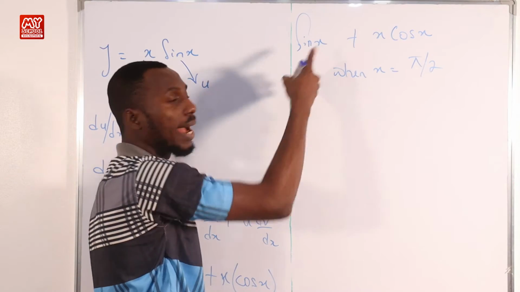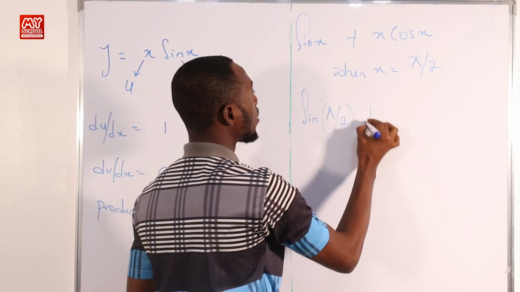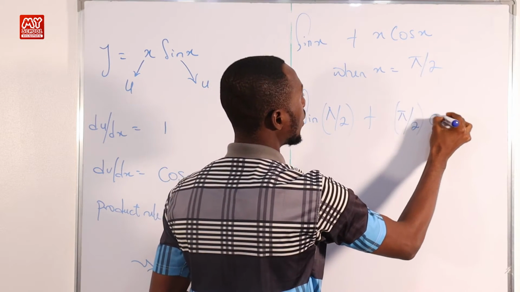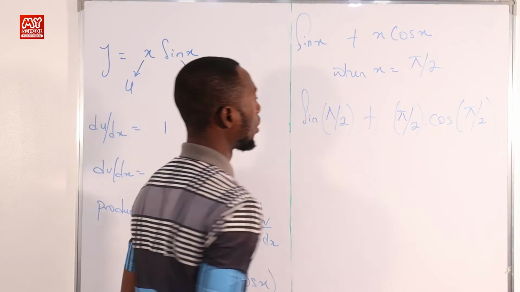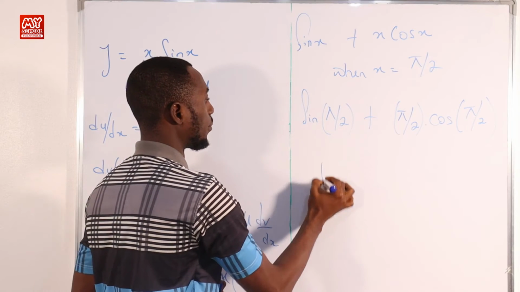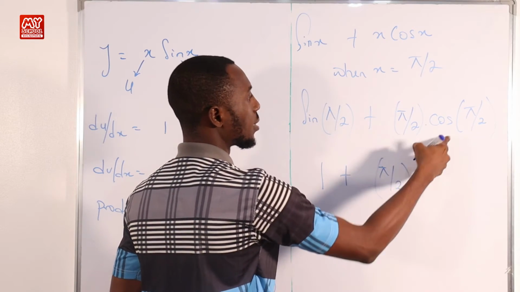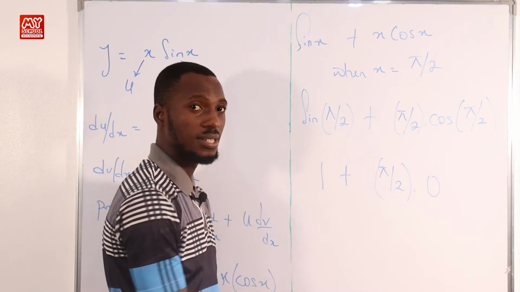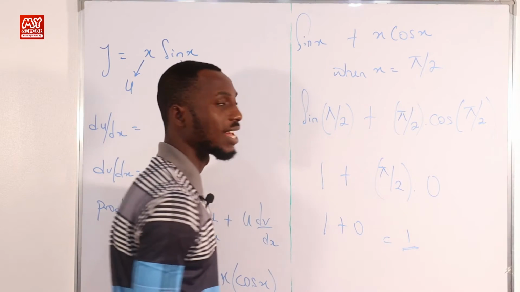So here will be sine pi over 2 plus pi over 2, then cos pi over 2. We should know that sine pi over 2 gives us 1, plus pi over 2, times cos pi over 2, that gives us 0. So 0 times this still gives us 0. So we have 1 plus 0, and that equals 1. So the correct answer is 1.